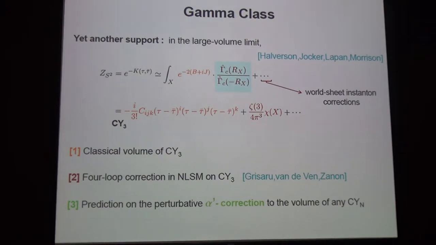I was told that there was some debate back in the 80s about whether or not there is a higher loop correction beyond four loops. But I think these predictions strongly suggest that there must be some higher loop correction. So it would be very interesting to see or confirm this prediction by computing this alpha prime correction exactly in the nonlinear sigma model directly.